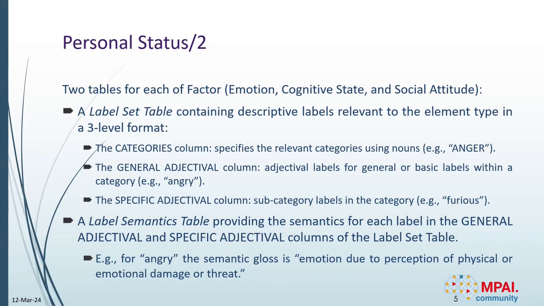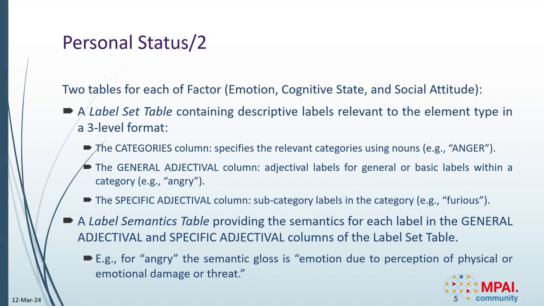But also we need to be defining the semantics of these different labels. So we'll have a table for that too. So for example, the gloss or the explanation for angry will be, quote, emotion due to perception of physical or emotional damage or threat.